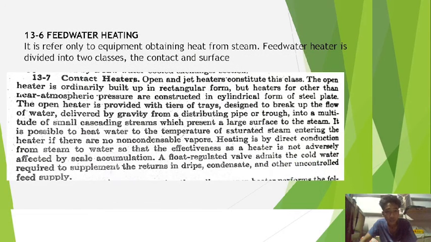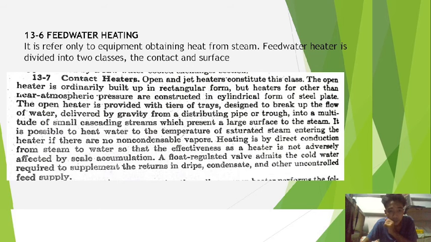So next is feed water heating. It refers only to equipment obtaining heat from steam. Feed water heaters are divided into two classes, the contact and the surface. So what are contact heaters? Contact heaters, open and jet heaters, constitute this class. The open heater is ordinarily built up in rectangular form. But heaters for other than near atmospheric pressure are constructed in cylindrical form of steel plate.